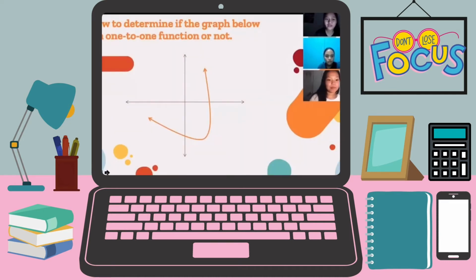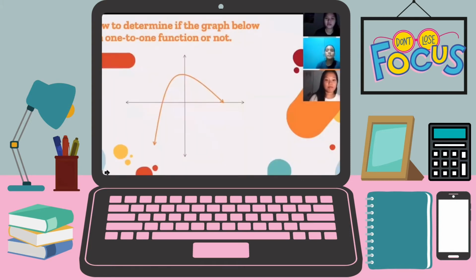And fourth, we have this example. How about this? It's not a one-to-one function. Okay, very good, because it corresponds to two or more points. Even though it passes the vertical line test, if it does not pass the horizontal line test, it's still not considered a one-to-one function. How about you, Kay? Can you give more examples? Can you be the one? Sure.